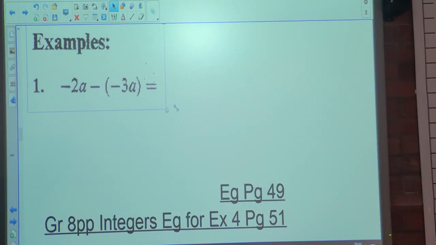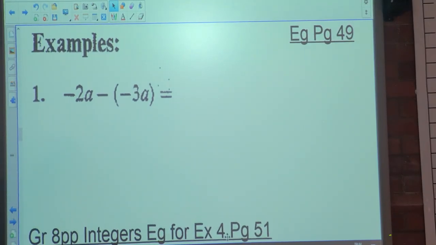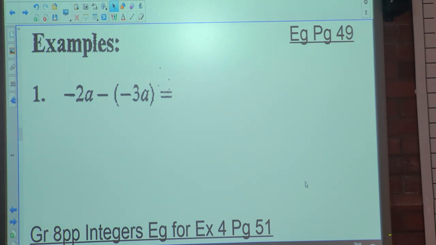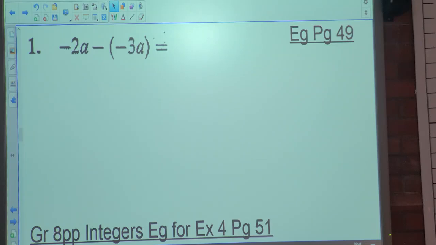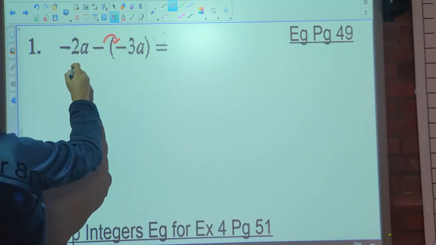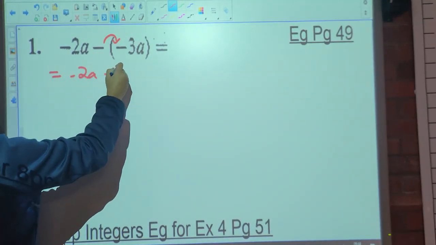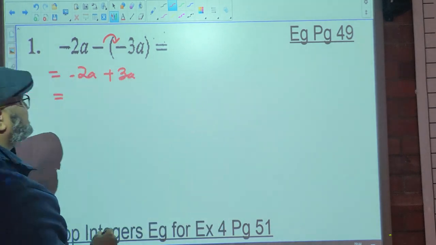Otherwise, you understand from the first exercise, no problem. We've got example 1, on page 49 now. The question says simplify. So you've got negative 2a minus open brackets negative 3a. Where do we start? Brackets. Negative times a negative is a positive, so it's negative 2a plus 3a. And negative 2a plus 3a is?